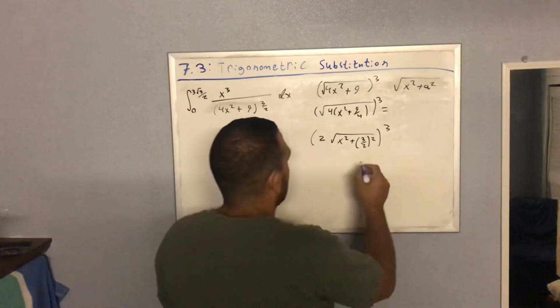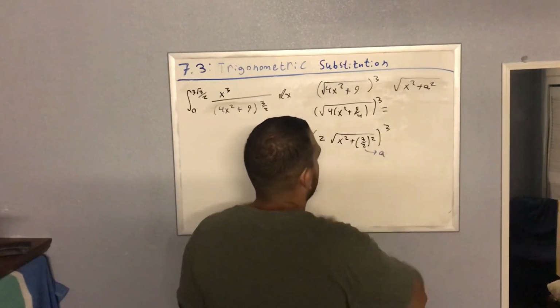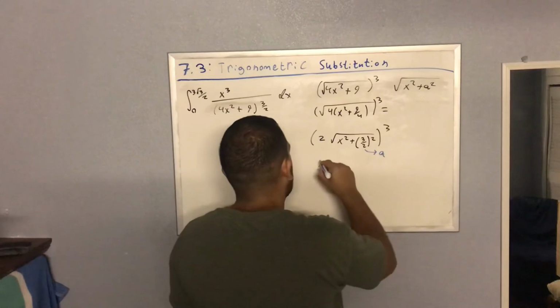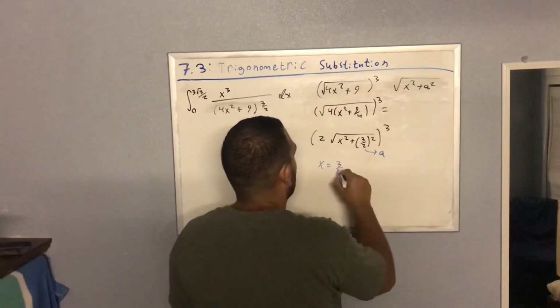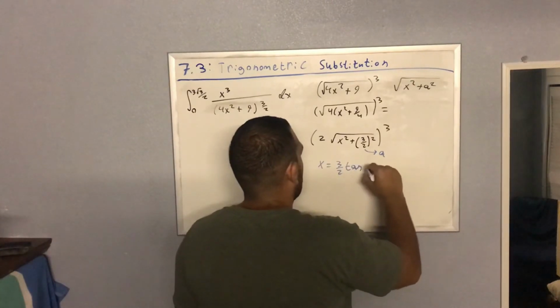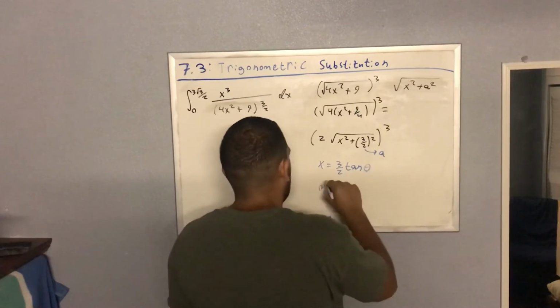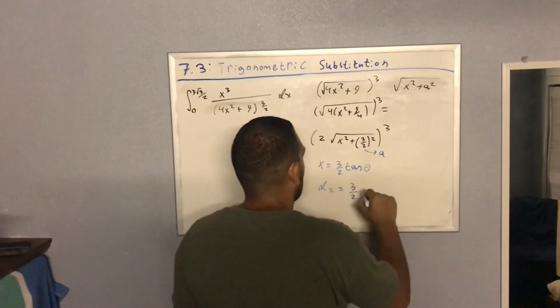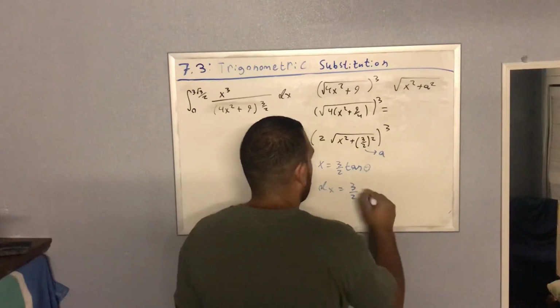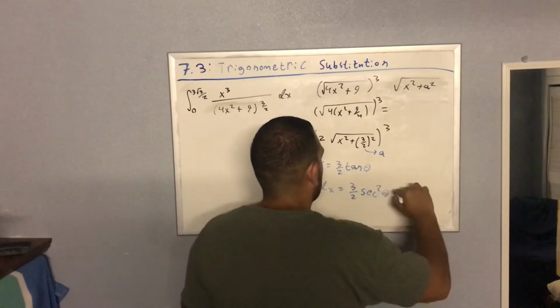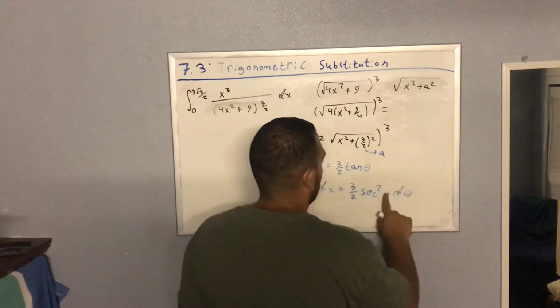So this is going to be my choice for a. I'm going to let x be equal to 3/2 tangent theta. And as a result of that, dx will be 3/2 secant squared theta d theta.